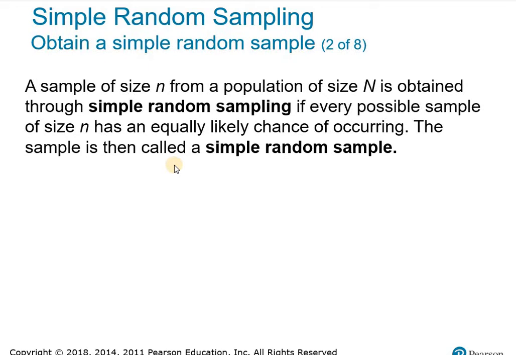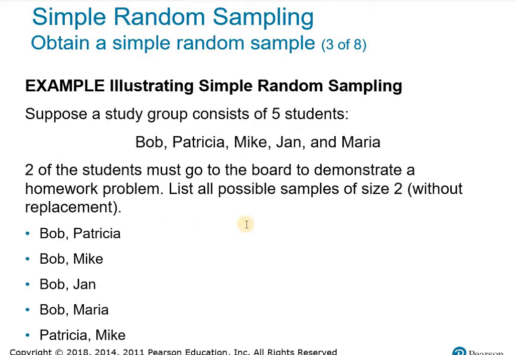A sample of size n from a population of size N is obtained through simple random sampling if every possible sample of size n has an equally likely chance of occurring. The sample is then called a simple random sample. Here is an example to illustrate that.